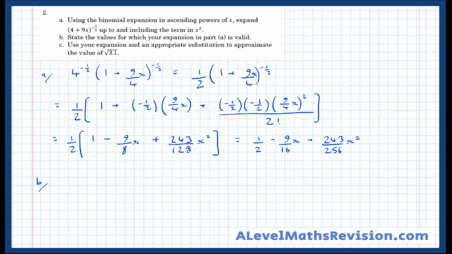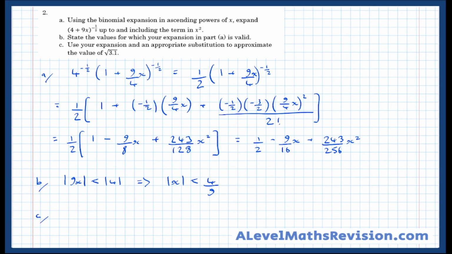So part B, state the values for which your expansion in part A is valid. Well, it's valid when mod of 9x is less than modulus of 4, i.e. when the modulus of x is less than 4/9. So that expansion is only valid. We can only sub in values of x strictly between minus 4/9 and 4/9.